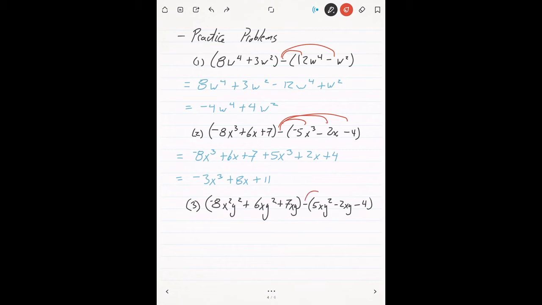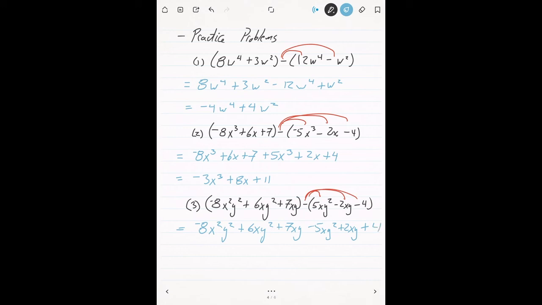Again, you would want to distribute everything through, and as you distributed, you'd change all of the signs on that polynomial. So we still have the negative 8x squared y squared, a positive 6x to the first y squared, and a positive 7x. But now with the negative distributed, we'd have a negative 5xy squared, a positive 2xy, and a positive 4.